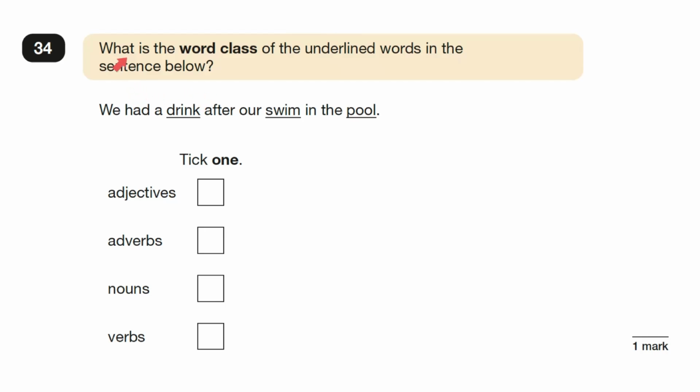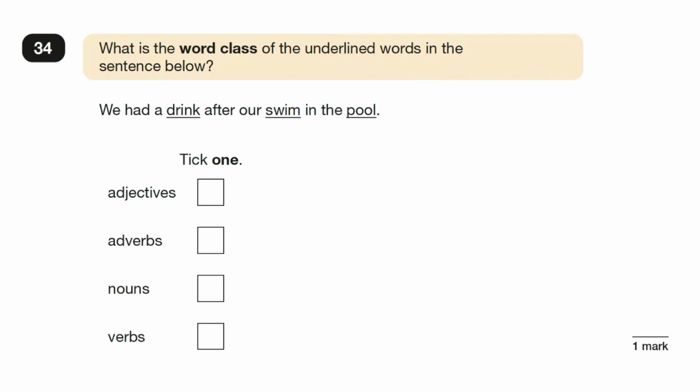Let's take a look at the next one. What is the word class of the underlined words in the sentence below? And again, I just thought I'd show this one so we can see it, because verbs are mentioned. With this question, what is the word class of the underlined words? So there's 3 words. We've got drink, swim, and pool. Okay, had a drink. So again, let's read it. We had a drink after our swim in the pool.